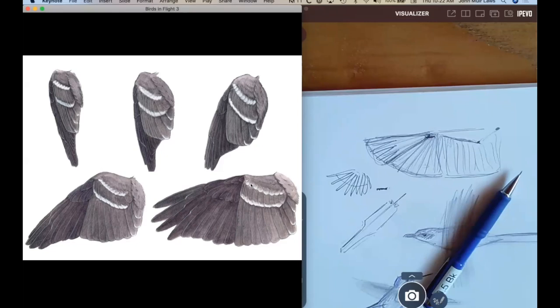Notice that they're roughly parallel with each other.